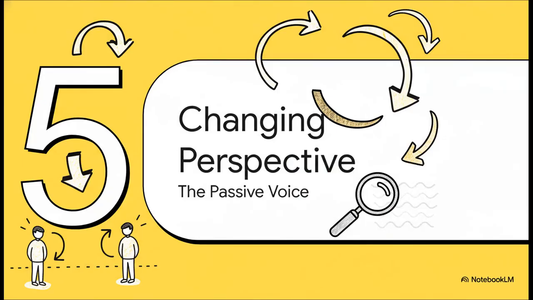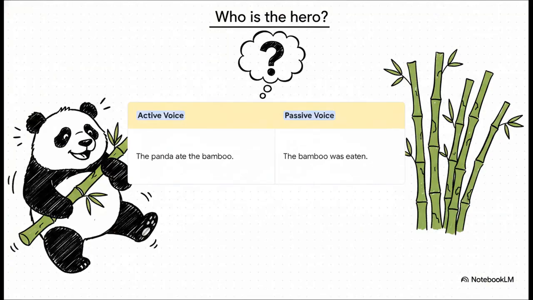Okay, for our final section, let's look at something a little different. This isn't a new tense, but it's a really cool way to flip your sentences around and change the focus. It works with all the tenses we've learned, and even the ones we haven't seen yet. It's called the passive voice. So think about this. Who's the hero of the sentence? In the active voice, the panda ate the bamboo. The hero is obviously the panda. He's the one doing the action. But if we switch to the passive voice, the bamboo was eaten. Suddenly, the hero becomes the bamboo. The entire focus of the sentence just flips.